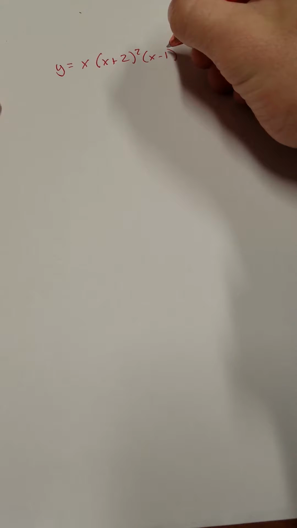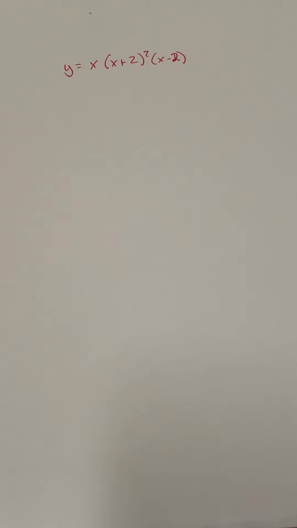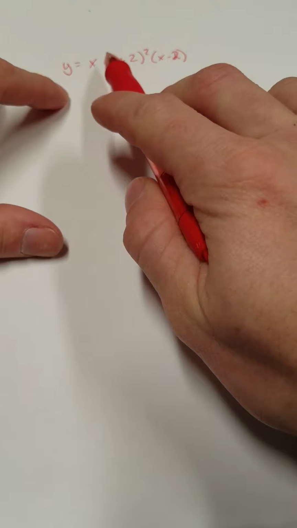Let's not do that. Let's do x minus 2. All right, so there's our values. Now, you see something different's happening right here. The entire thing is being squared. Well, what do you think is going to happen right there? I want you to go ahead and think about what do you think is going to happen to our graph at that point, and then we'll discover it together.